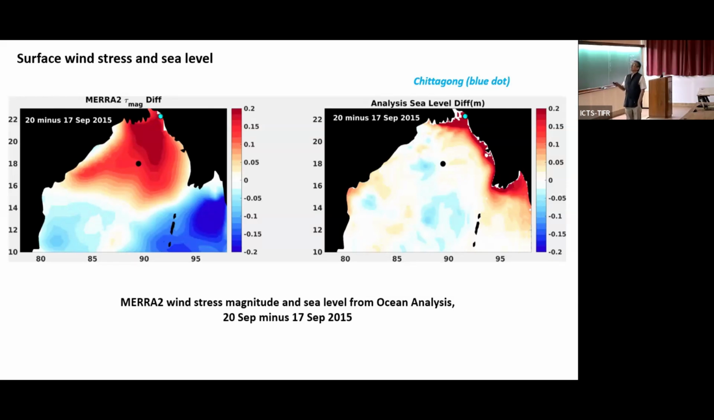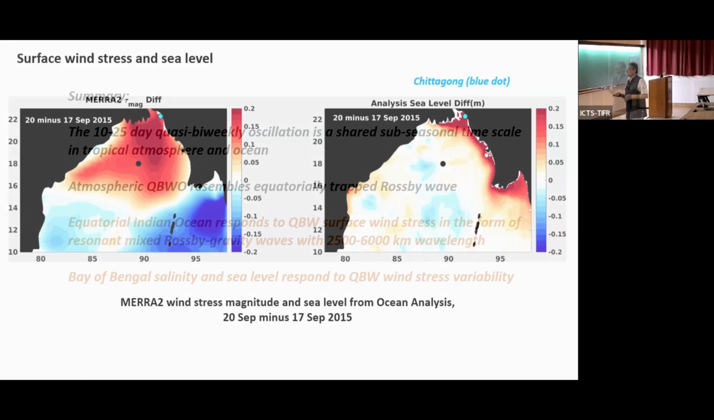And this is what happens in the ocean. The difference of sea level across these 3 days. So the sea level here is higher by about 20 centimeters on the 20th relative to the 17th. Very rapid response. And it's all got to do with this river water being moved back and forth by the monsoon winds. So I'll stop here.